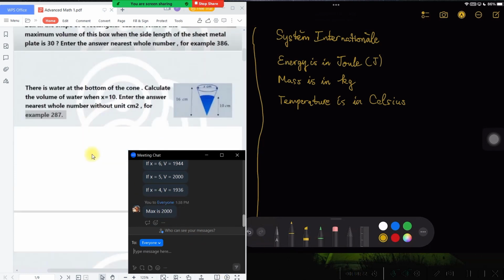Okay, now let's do the next one. There is water at the bottom of the cone. Có nước ở cái đáy của cái hình nón này. Calculate the volume of water when x equal to 10. Nó kêu tính toán cái thể tích của cái nước khi mà x bằng 10. Enter the answer nearest whole number without units cm square, for example, this one. Điền những cái con số mà số nguyên gần nhất mà không có cái đơn vị.